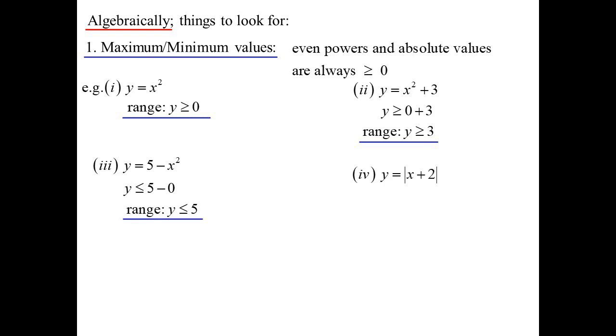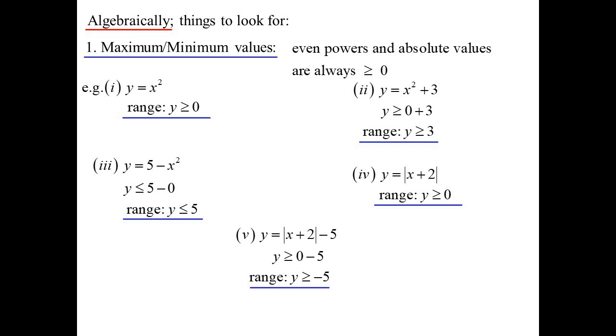There's our range. Absolute value of x plus 2. Absolute value has to be a positive. So y has to be greater than or equal to 0. Absolute value of x plus 2 minus 5. So similar to the second example where we've added a number, well in this case we're subtracting a number. So y is going to be greater than or equal to 0 minus 5. Y is greater than or equal to minus 5.